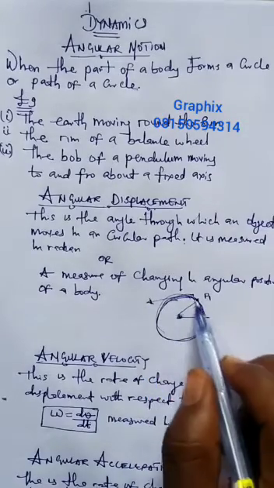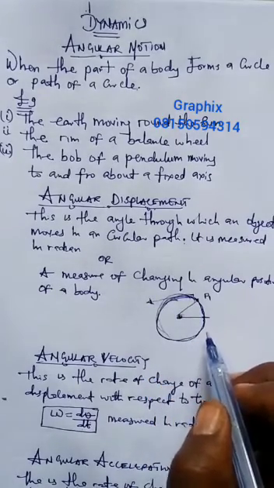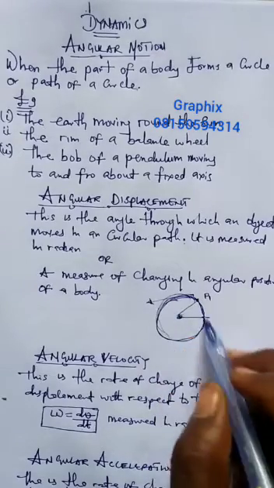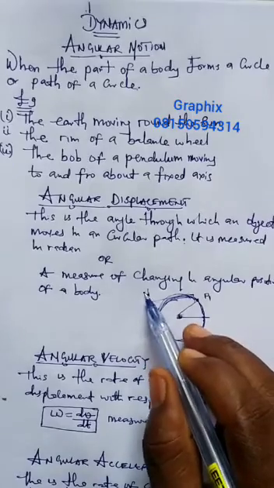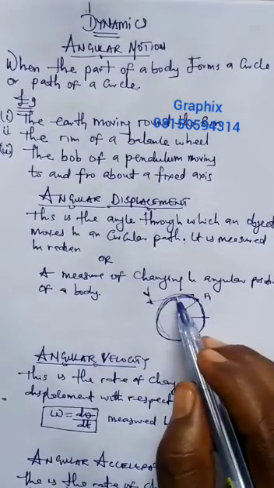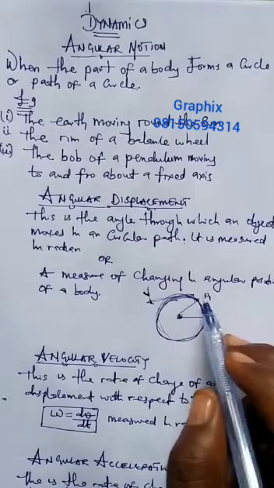One thing you need to know is that in circular paths, the speed is constant. Speed is a scalar quantity, so it is constant, because speed doesn't have direction. But the angular velocity is not constant. The velocity changes with time.